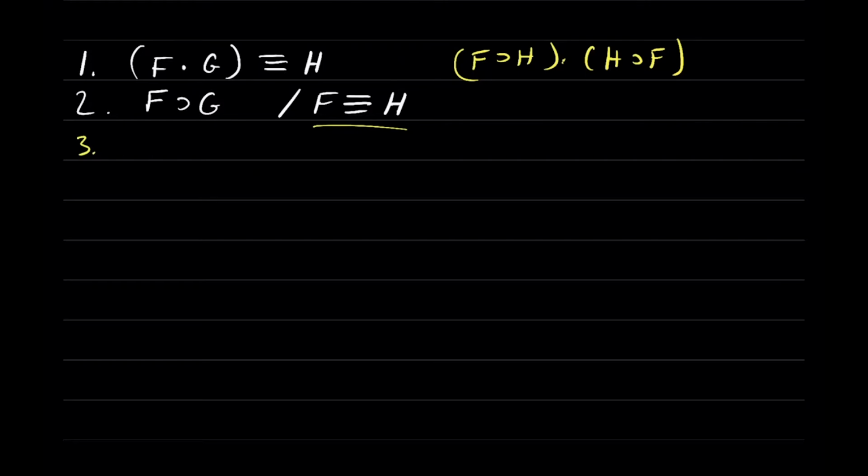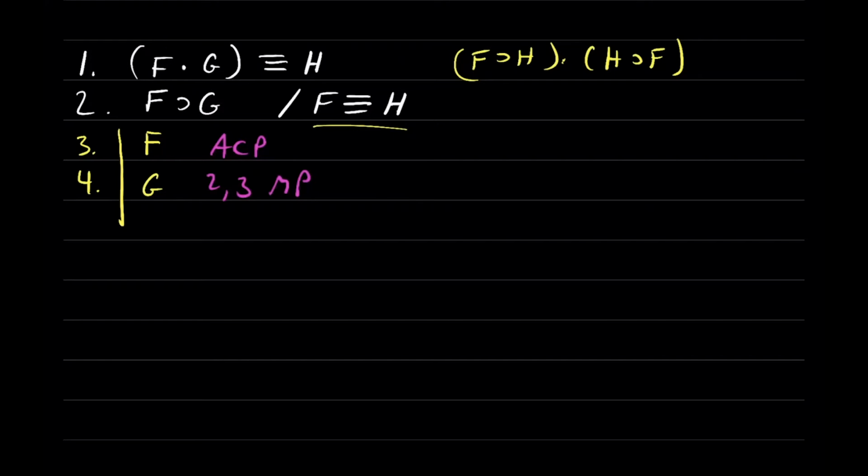On line 3, I am going to assume that F is true, ACP. And the goal now is to get H on its own line inside that vertical sequence. So let's see how I can do that. On line 2, I notice that F implies G. So from lines 2 and 3, I can get G. That's going to follow from lines 2 and 3 by modus ponens.